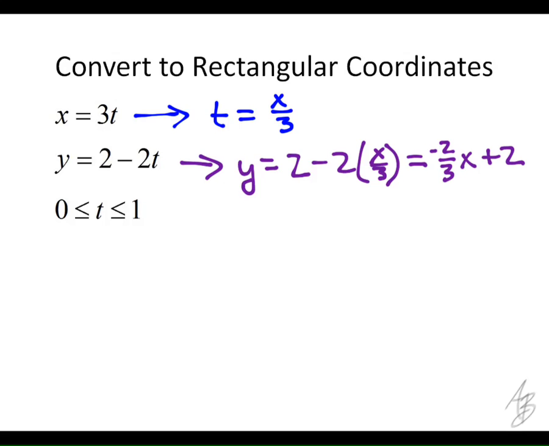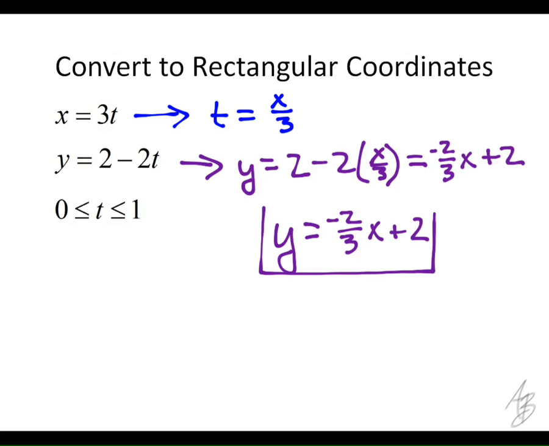So these two equations right here, I can eliminate t and get the equation y equals negative 2/3 x plus 2. The only problem with this is what? What did I lose when I did this? Well, I lost time, but why is that a problem? Time is restricted here, right? So t is only going from 0 to 1.